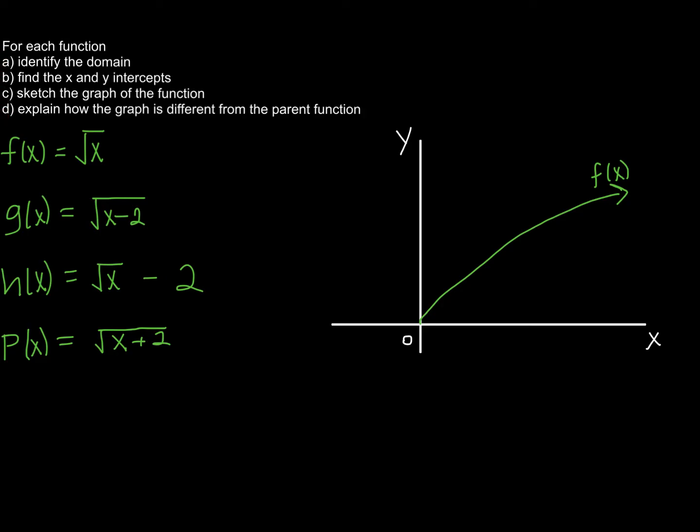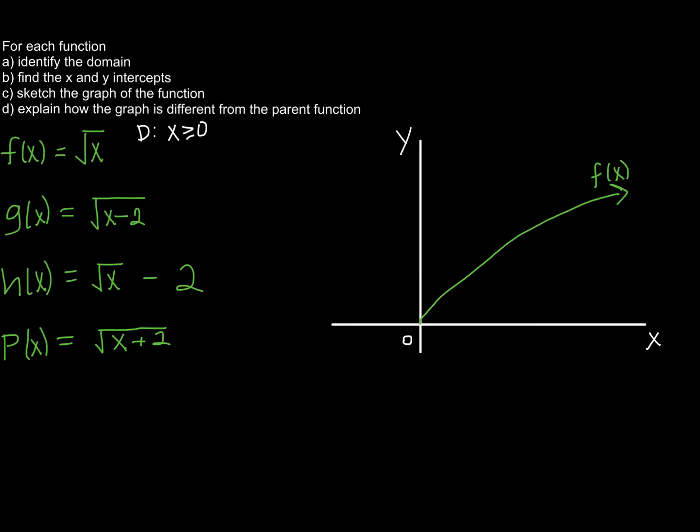So the domain, all x values that will make my radicand positive. So that's going to be x greater than or equal to 0. Okay? So I know that my function is going to be defined everywhere to the right of my y-axis.